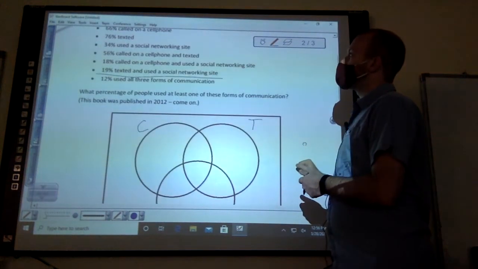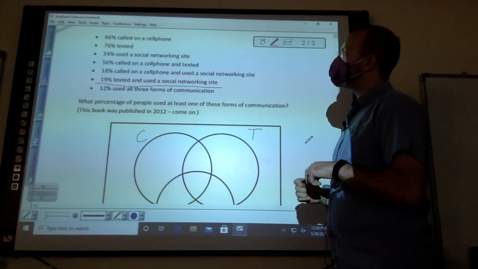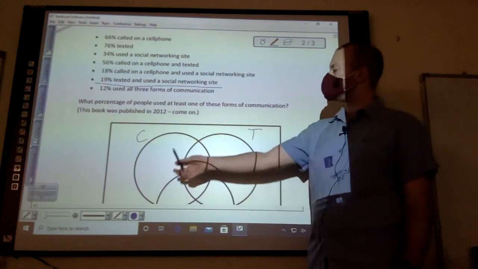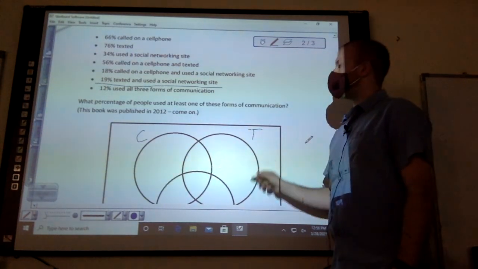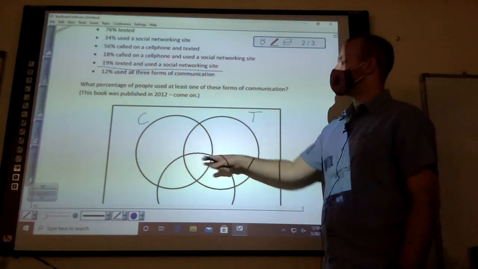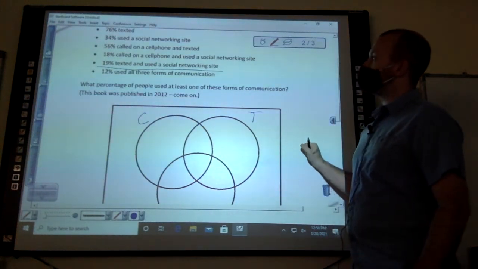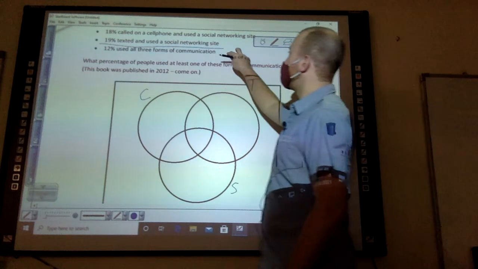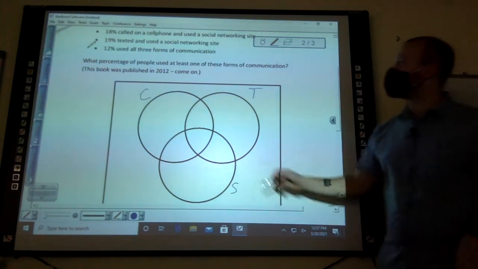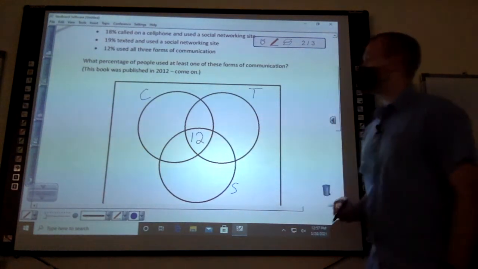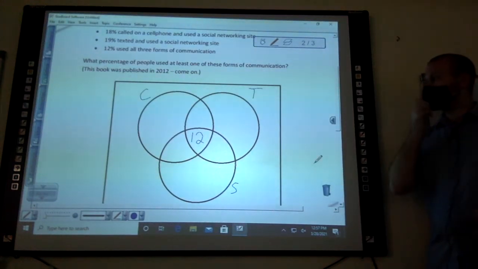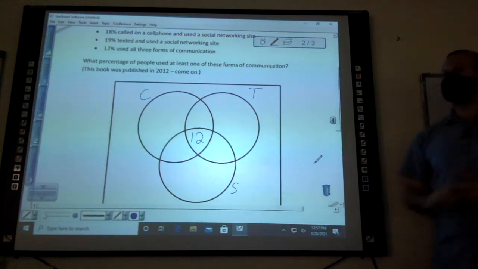So in looking at all of this, let's see, we've got 66 called on the cell phone. So this region, this region, this region, this one all add up to 66. Can't do that yet. All of T, 76, can't use it. 34. Again, that's the whole thing. I can't use it yet. I can't use the ands yet, but I'm told that 12% use all three. That's the first one that says specifically, I know the middle region, because it says it's all three. From there, I can start figuring out the other points.